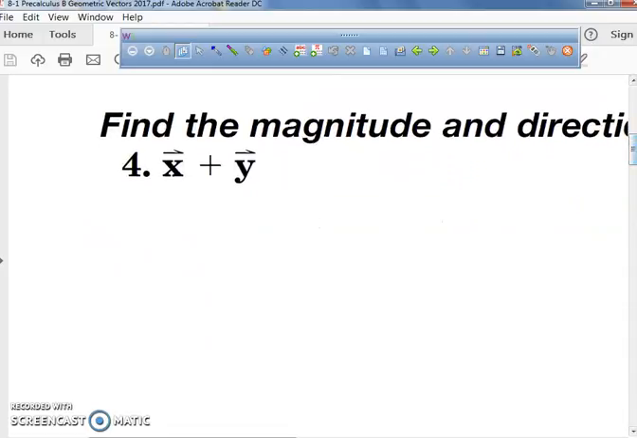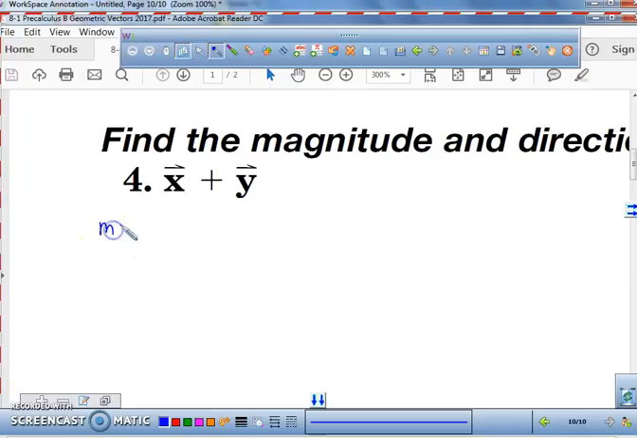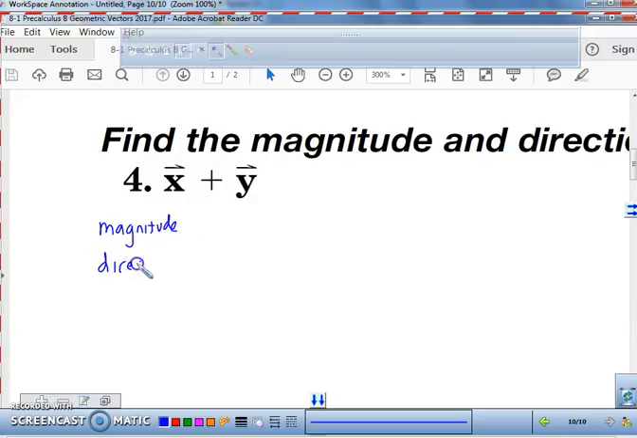Number 4 says, find the magnitude and the direction of vector x plus vector y. So right now, what I'd like you to do on problem number 4 is list the magnitude and the direction for both of those, because we're going to use both components, or both pieces of information.